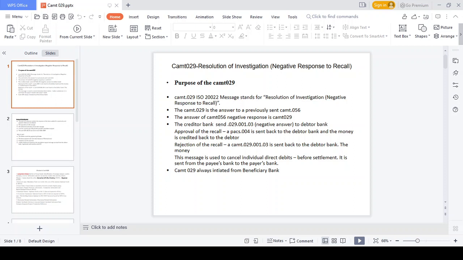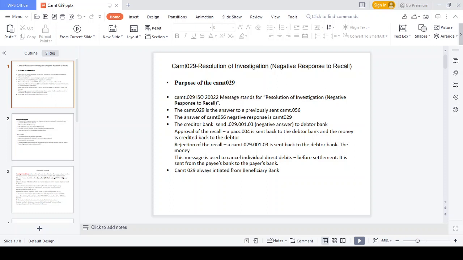Let me discuss camt.029, resolution of investigation and negative response to recall message. What content is available in this PPT? Purpose of the camt.029 message, scope of this message, and building blocks, structure of this message, one simple example, and what mandatory fields should be available for camt.029. You can understand the concept in my PPT.